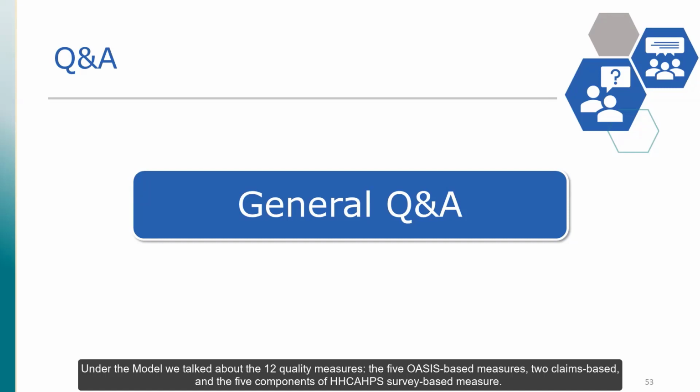Under the model, we talked about the 12 quality measures, the 5 OASIS-based measures, 2 claims-based, and the 5 components of the HHCAHPS survey-based measure. Those are listed in the slides, and all 12 measures in the measure set are adjusted to account for differences in patient characteristics across agencies.